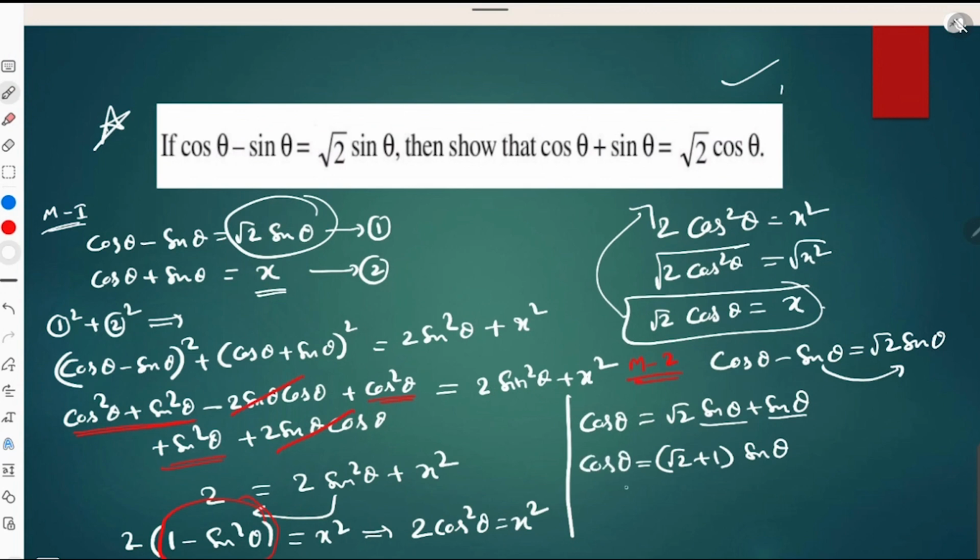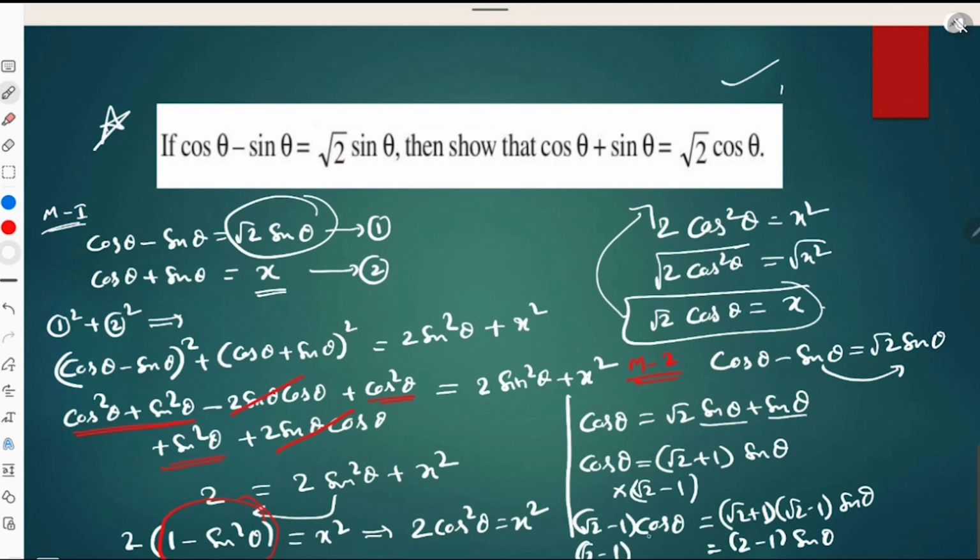If you multiply both the sides with root 2 minus 1, that is the rationalizing factor of root 2 plus 1. So root 2 minus 1 into cos theta equal to root 2 plus 1 into root 2 minus 1 into sin theta. What is root 2 plus 1 into root 2 minus 1? It is root 2 whole square is 2 minus 1 square is 1, into sin theta. So root 2 minus 1 into cos theta is equal to sin theta.